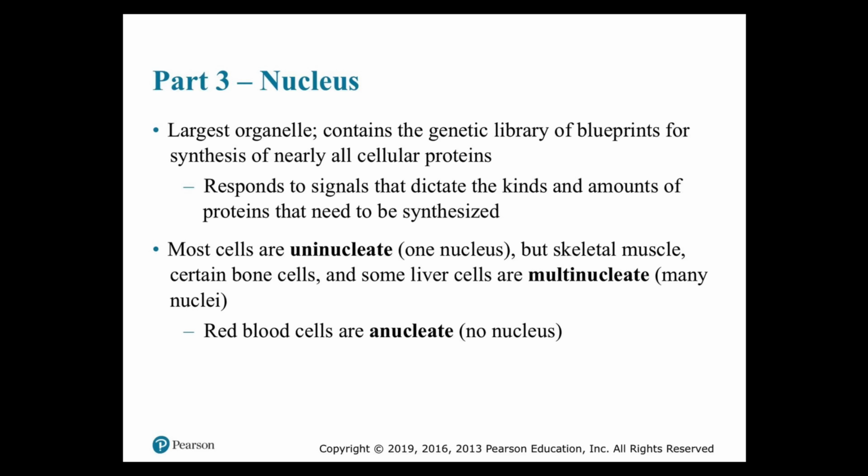Most cells are uninucleate, which means they only have one nucleus. But skeletal muscle, certain bone cells, and some liver cells are multinucleate. That means they have many nuclei. And red blood cells are anucleate, meaning that they don't have a nucleus.